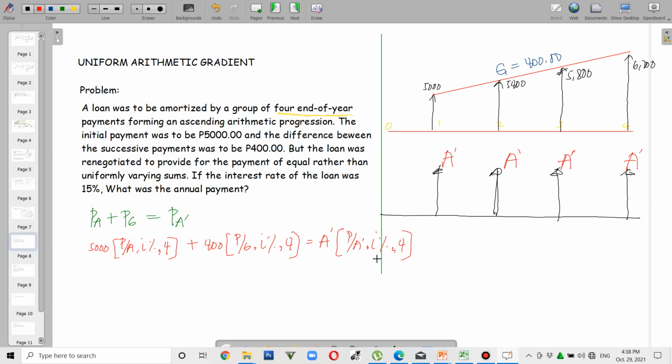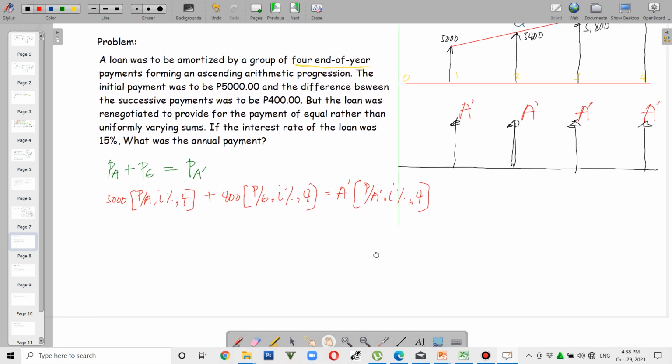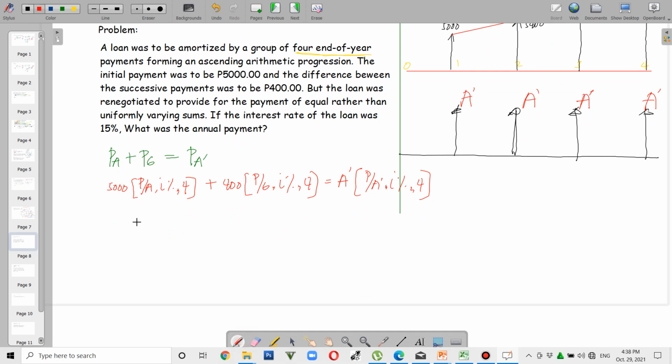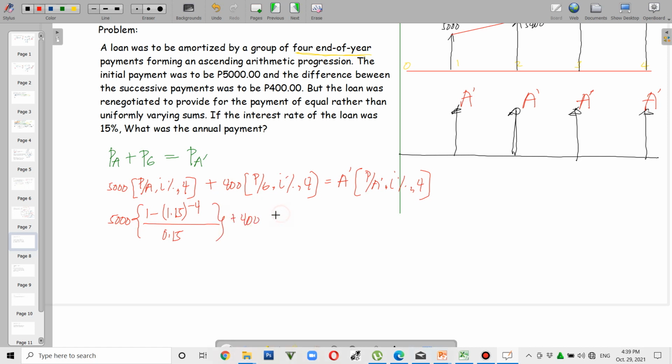P given A prime, I% 4. So, we will now apply the notations formula. So, this is 5,000 times 1 minus 1.15 raised to negative 4 all over I, which is 0.15. And then for the gradient, we have 400 times 1 all over 0.15. Then we have this expression minus n. N is equal to 4.